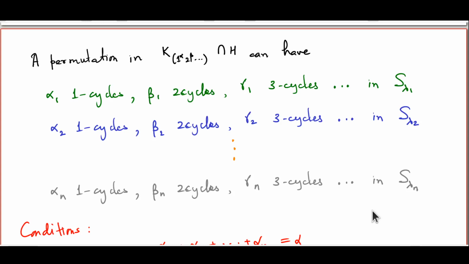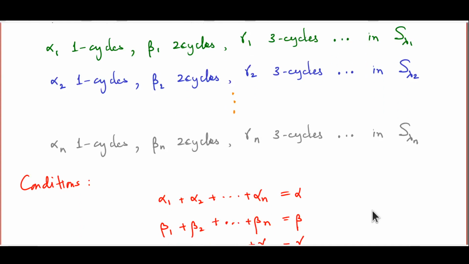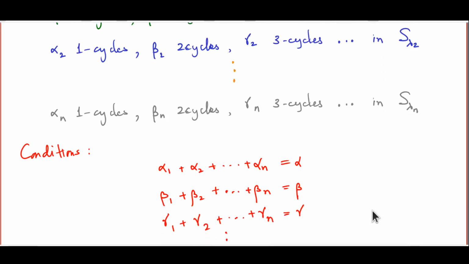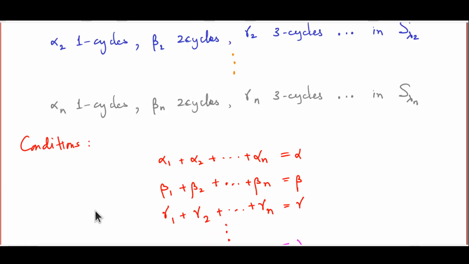must add up to alpha. Similarly, beta 1, beta 2 added up to beta n must be equal to beta, which is the total number of 2 cycles. And going on along these lines, gamma 1 plus gamma 2 up to gamma n must be equal to gamma, and so on.